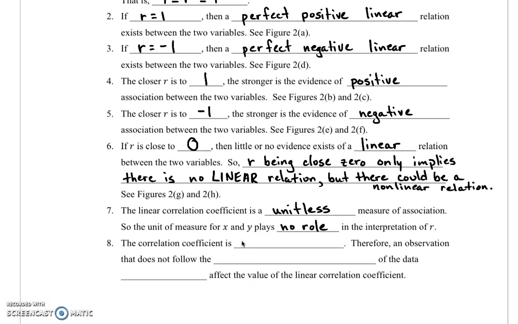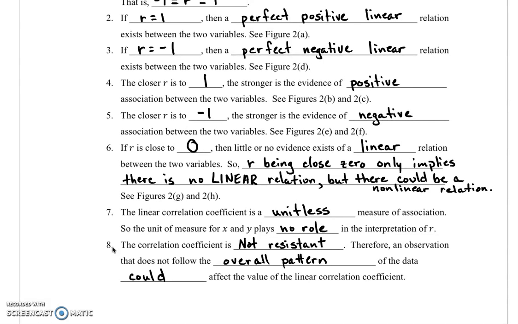The correlation coefficient is not resistant. Therefore, an observation that does not follow the overall pattern of data could affect the value of the linear correlation coefficient. Remember, resistant means that extreme values do not affect it. So not resistant means that unusual values or values that are extreme or don't follow the pattern can affect it. So we'll talk about some more in the next video.